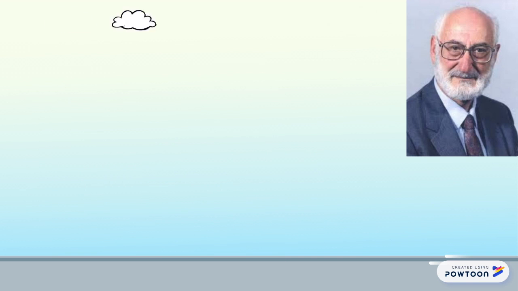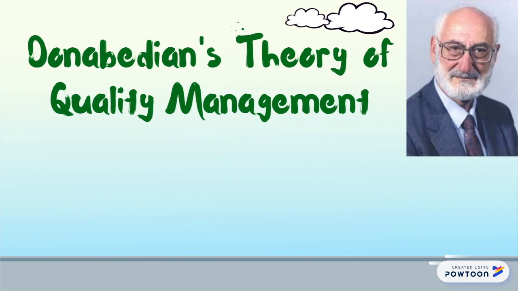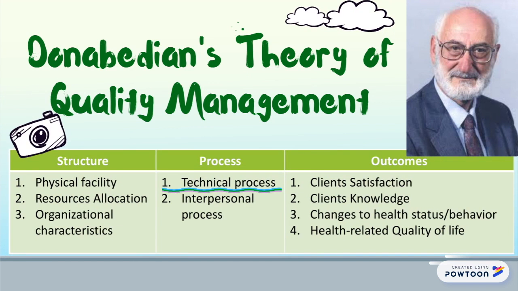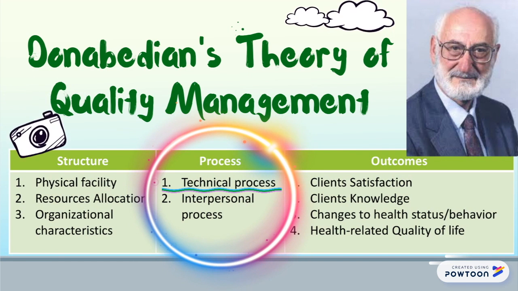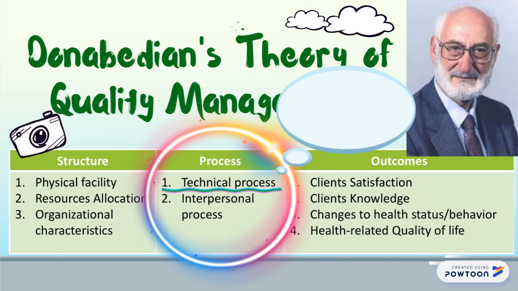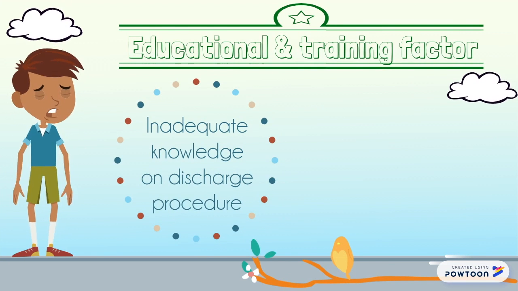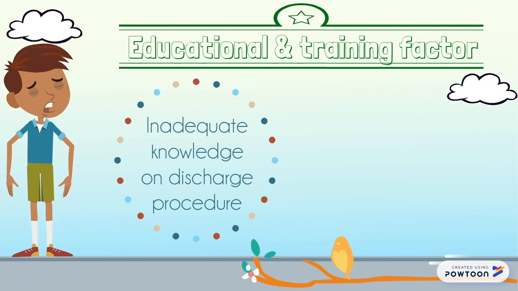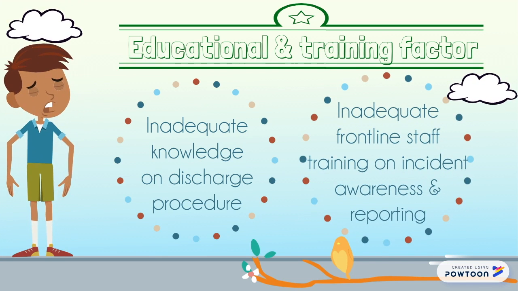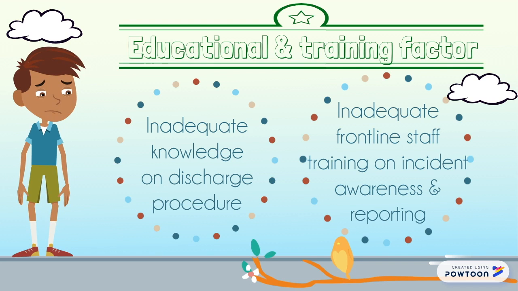After discussing the task factors, let's go back to Donabedian's theory of quality management. Technical process is included in the process part, which is one of our possible causes of the incident, the educational and training factor. First, nurses might not have adequate knowledge and be familiar with the discharge procedure. Second, there might be not enough frontline staff training on incident awareness and reporting.